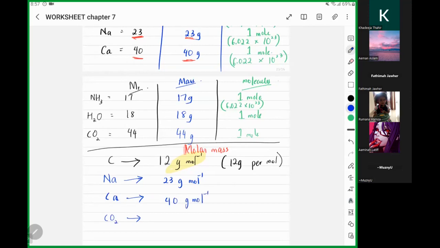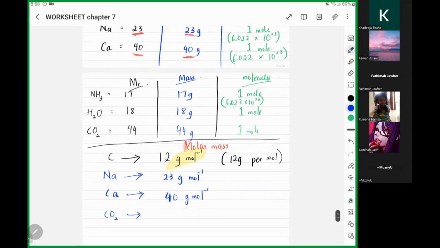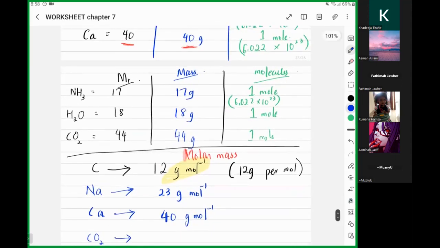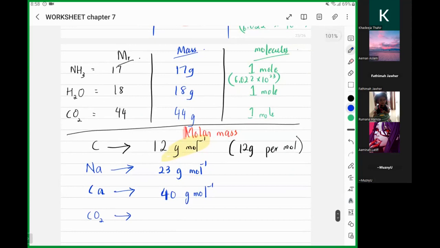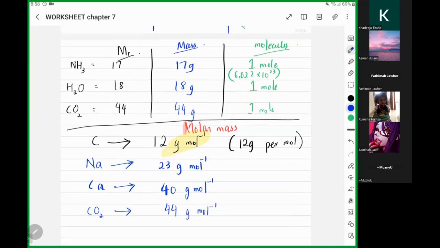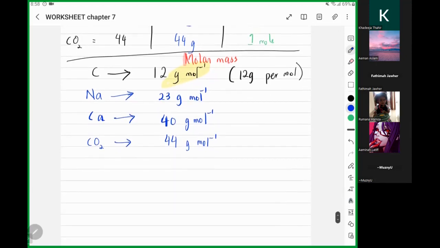Did you ask me to repeat it? 40. 40, Hari. So that's what it means: one mole of this has a mass of 40 grams. That's what molar mass means. How much does a mole of anything weigh? I mean, how much is the mass? That is the molar mass concept. Hari, carbon dioxide will be what? 44 grams per mole. Clear? I hope it's clear for everyone.